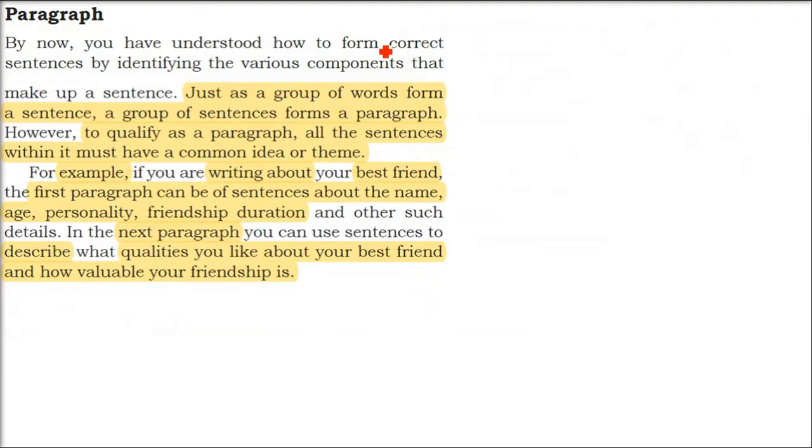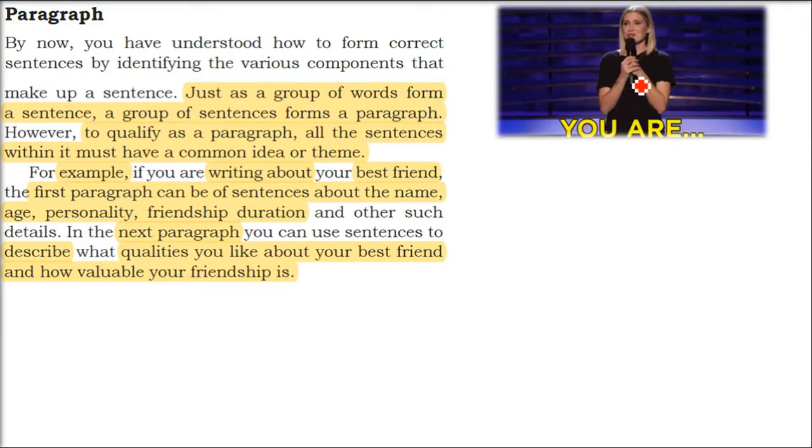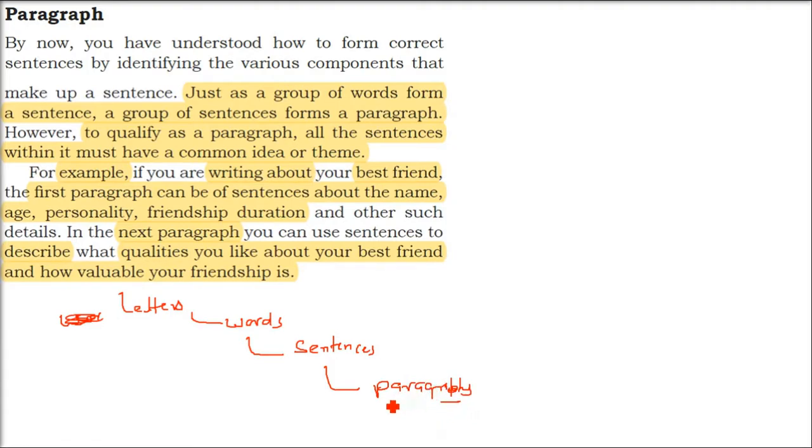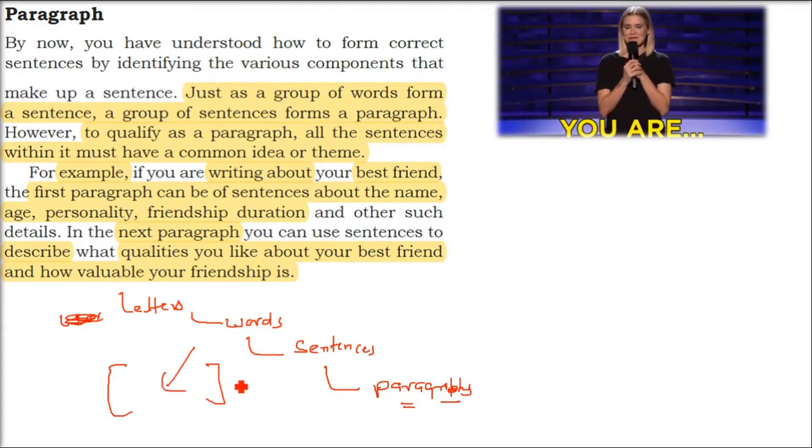Paragraph. What is a paragraph? Paragraphs are just a combination of sentences. So when sentences are combined, it becomes a paragraph. If you start with a letter, combination of letters becomes words. Combination of words becomes sentences. And combination of sentences will give rise to paragraphs. Right? So now the basic idea is the paragraph should have the same theme. It has to give a common idea or a theme.